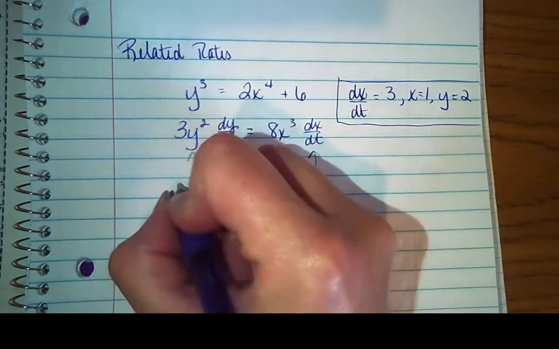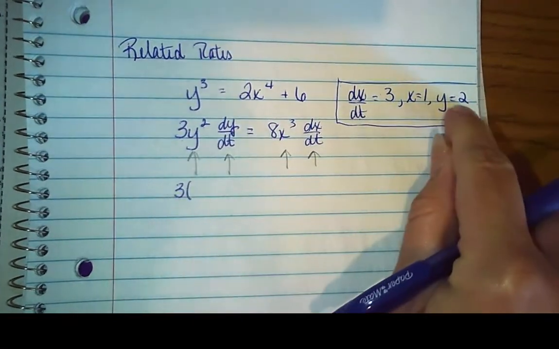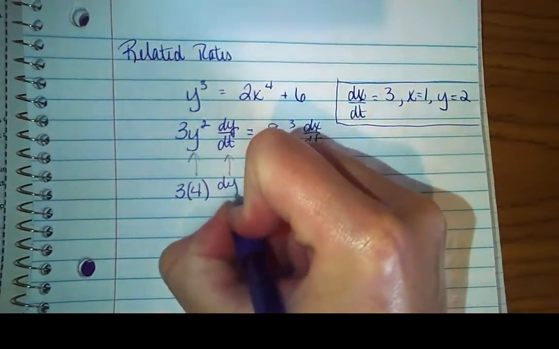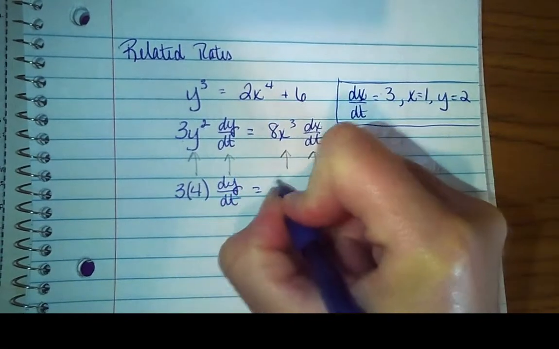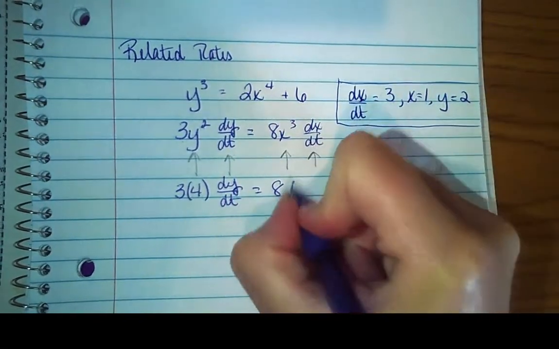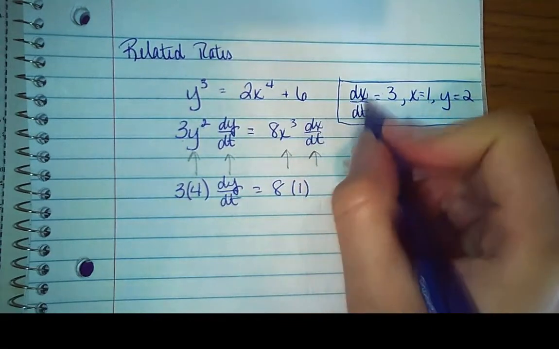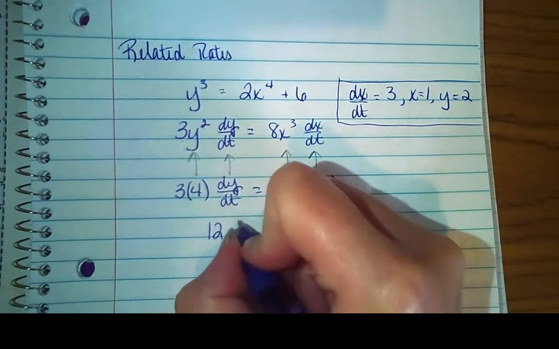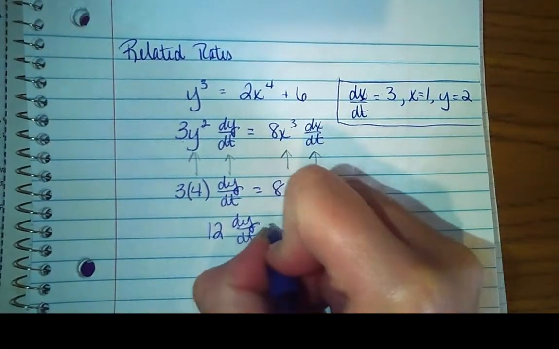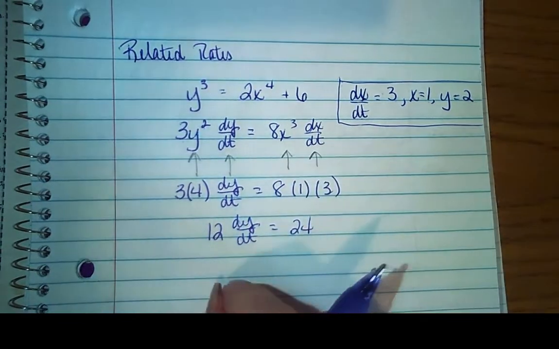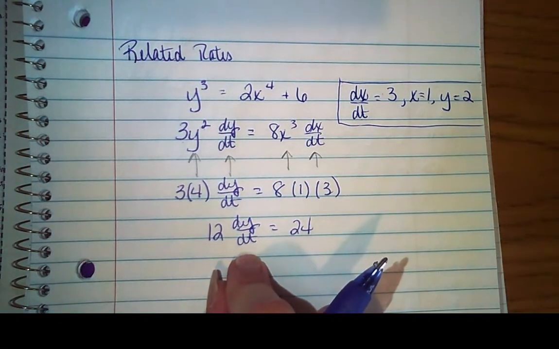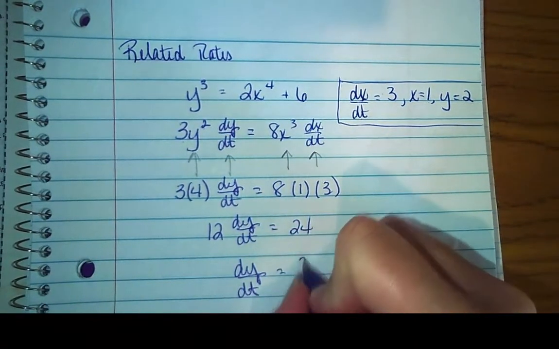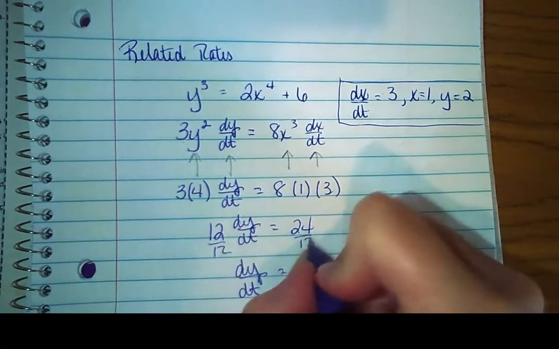So I have a 3 times a y squared. Well, my y is 2, so 2 squared is 4, and then dy/dt equals 8. My x is 1, so 1 times 1 times 1 is 1, and then dx/dt is 3. When I clean this up, I get 12 dy/dt equals 24. Now when I solve and get dy/dt by itself, I divide both sides by 12. So dy/dt is 2.